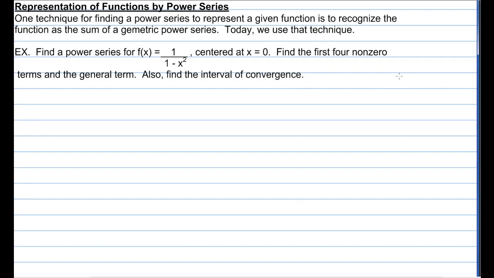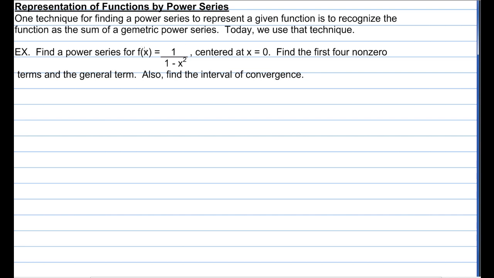We have a representation of functions by power series, so we're going to take a function and try to represent that function using everything that we know about power series, but more specifically a geometric power series. One technique for finding a power series to represent a given function is to recognize the function as the sum of a geometric power series. Today we use that technique.